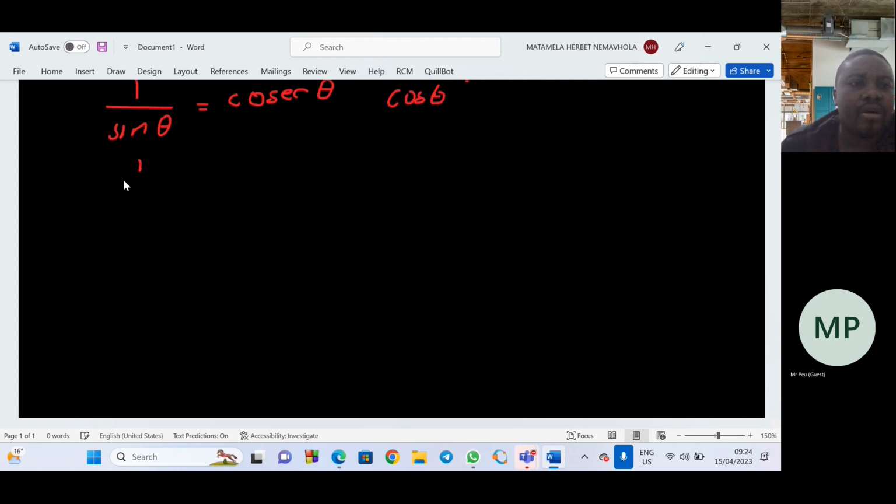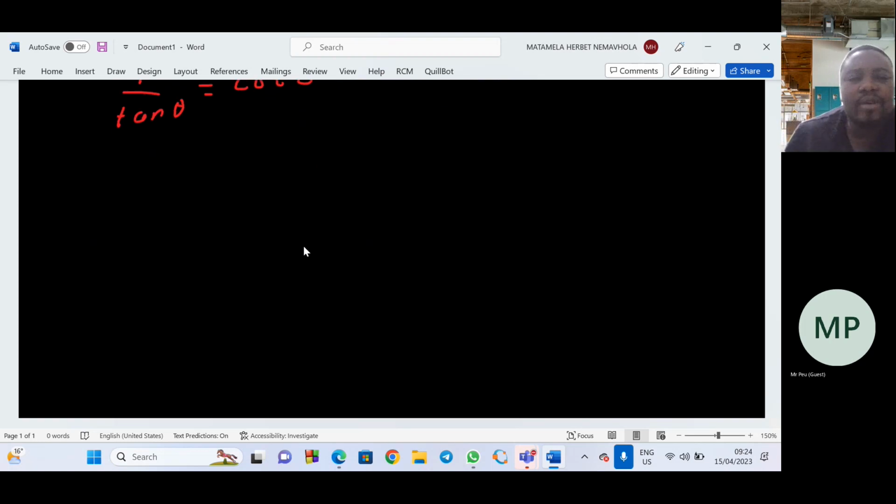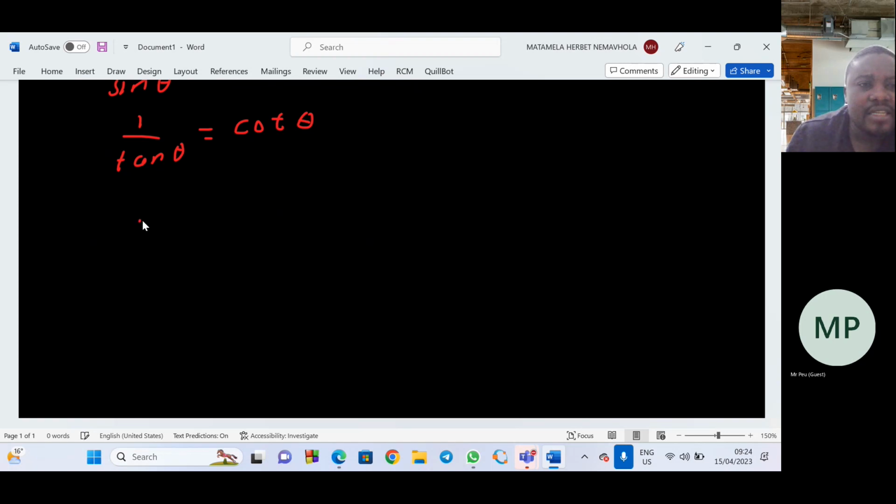We also have 1 over tan theta. The reciprocal of tan theta is the same as cot theta. So cot theta is the reciprocal of tan theta. If the question asks you to find, let's say, the value of cosec 30 degrees, you must remember that cosec 30 is the same as 1 over sine of 30 degrees.